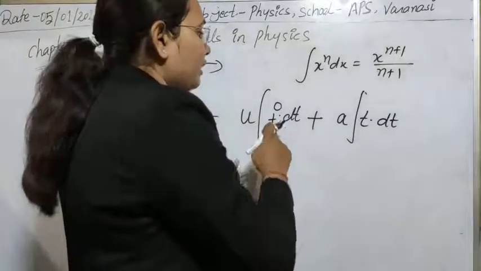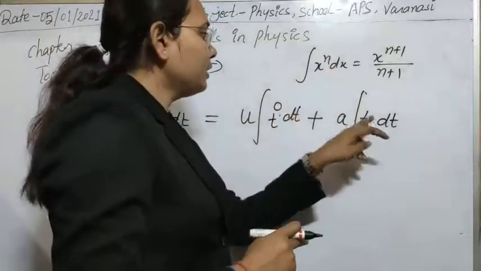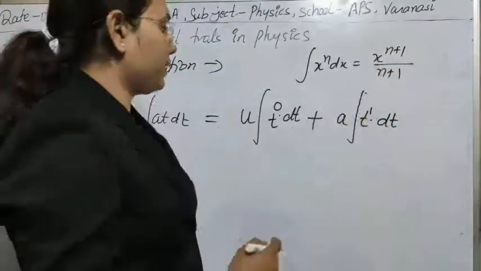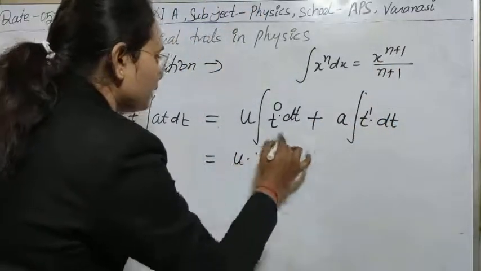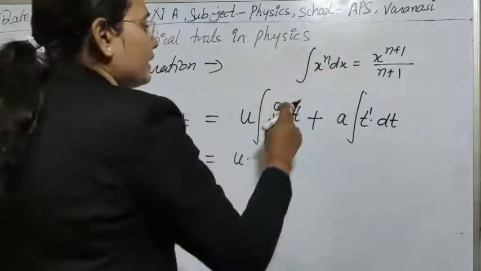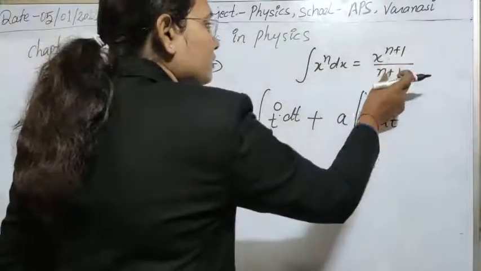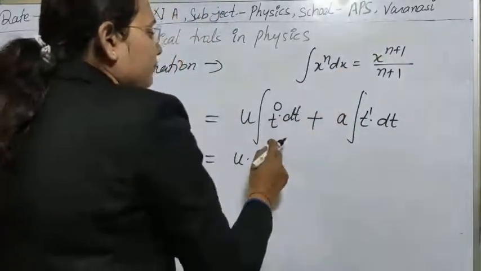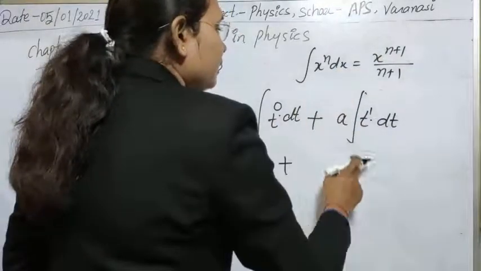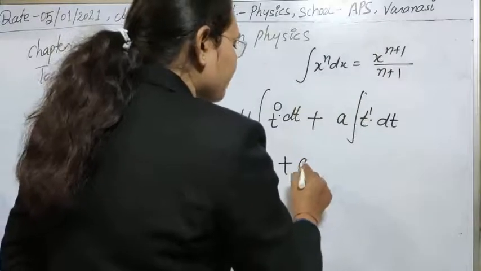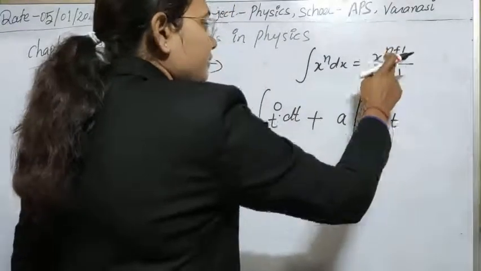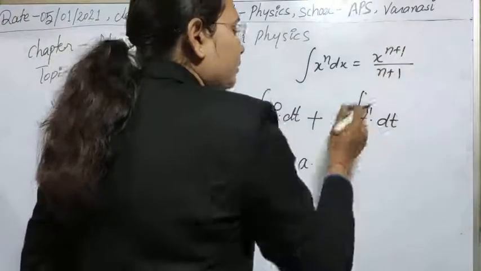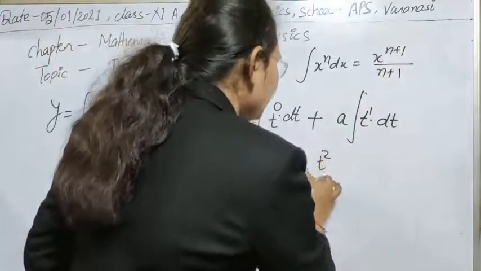So here n is 0 and here n is 1. So just solve it by this method, easy. If you solve it, you will get 0 plus 1, 1, so finally you will get t here, and plus a, and in the place of n, if you put 1 here, you will get t square upon 2. So finally you will get t square by 2.